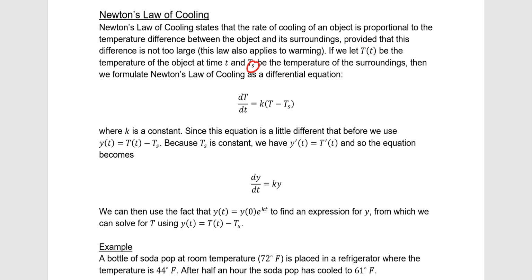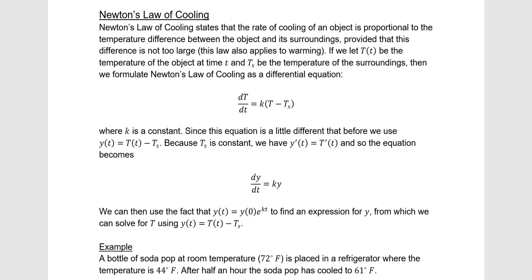Then the formula for Newton's law of cooling as a differential equation is going to be written just like this. dT/dt, the derivative of temperature with respect to time, is going to equal k times T minus Ts. So that's the temperature of the object minus the temperature of the surroundings. It's the difference in the temperature between the object and surroundings. So this is a little bit different than what we used before, right? Because what we used before, we had k times y, k times m, k times P.